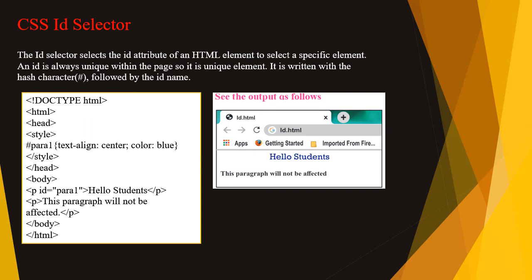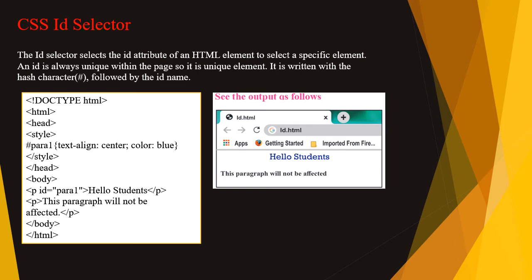This is an example of an internal style sheet. Obviously, ID is used with an internal style sheet. Here there are two paragraph elements, but the ID is used with the first paragraph element: id equal to para1. Here, instead of para1, you can write your name also. You can write hash ABC, then id equal to ABC. Hello students. Now, text align, obviously, in the output you can see Hello students is at the center with blue color.